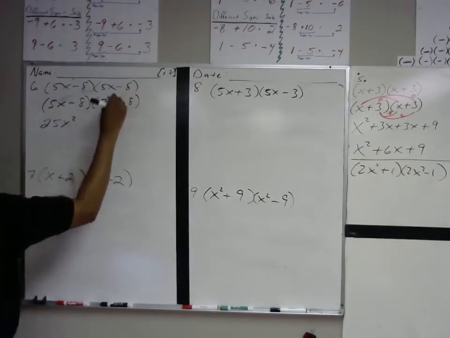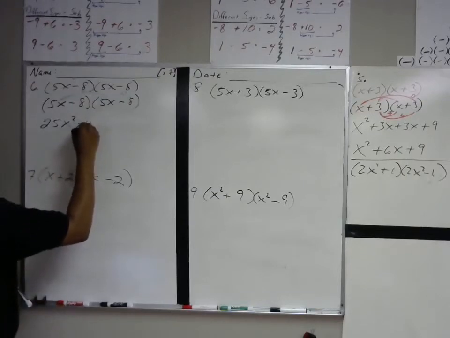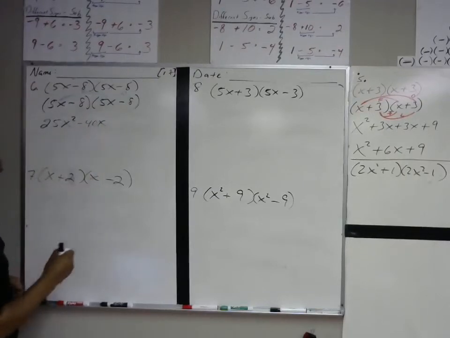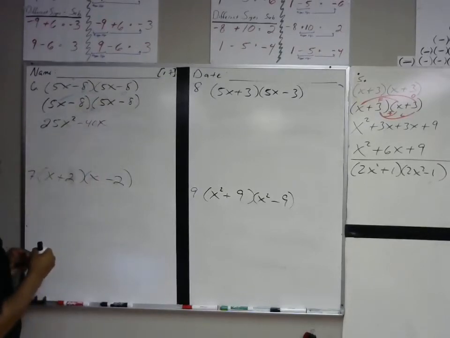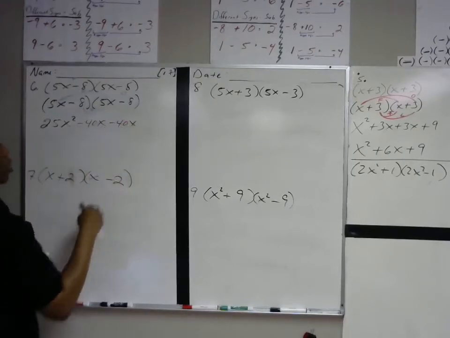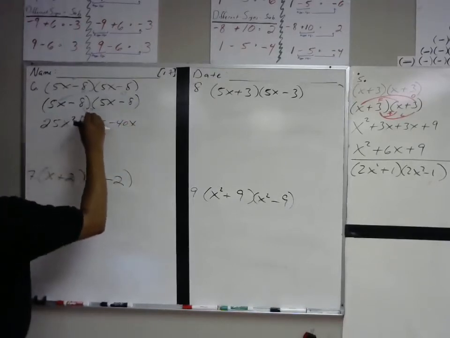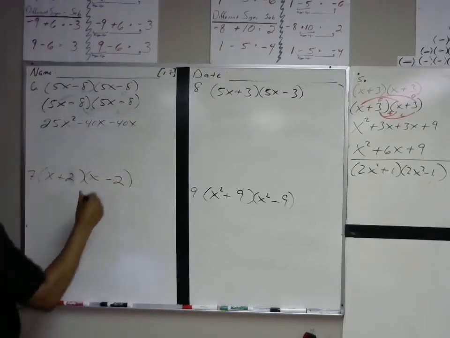Multiplying the outside terms will be 5x times negative 8. That's negative 40x. Multiplying our inside terms, we'll get negative 8 times 5x, and that's negative 40x. And then finally, negative 8 times negative 8, which are the last terms, that'll be positive 64.